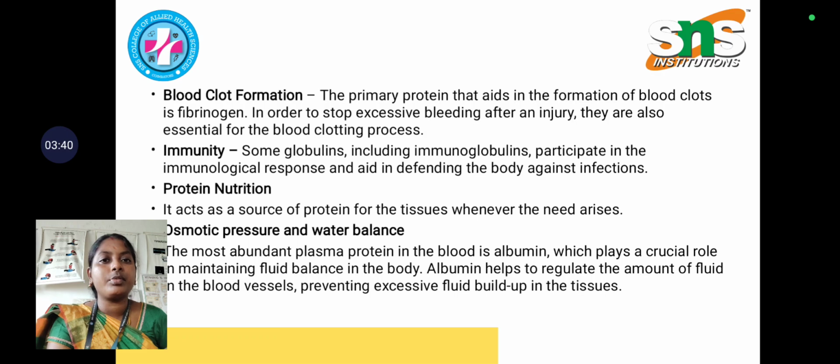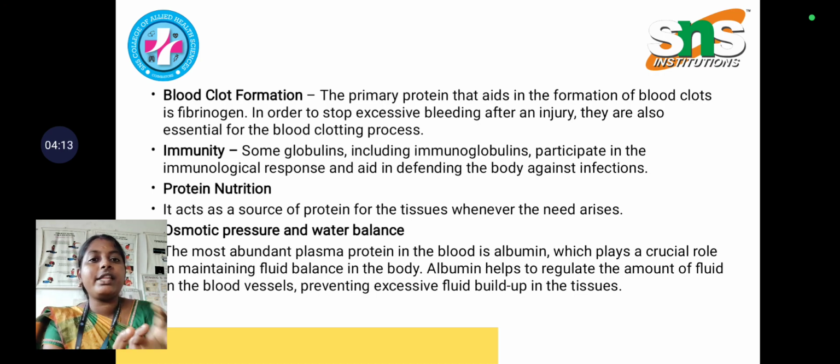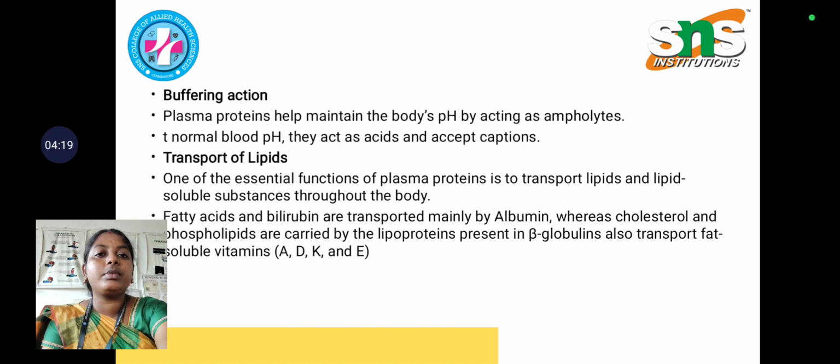So, blood clot formation: fibrinogen is responsible for the formation of blood clots to stop excessive bleeding after an injury. And immunity is nothing but the gamma globulins or antibodies, mainly responsible for immunological defense of the body against infections. And protein nutrition is the source of protein wherever the need arises. And the plasma protein albumin plays a crucial role in maintaining the fluid balance in the body, and it also helps to regulate the amount of electrolyte fluid in the blood vessels, preventing excessive fluid buildup in the cells. And it is also responsible for the buffering actions.